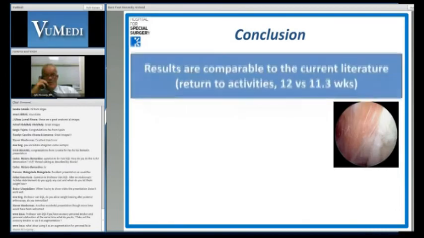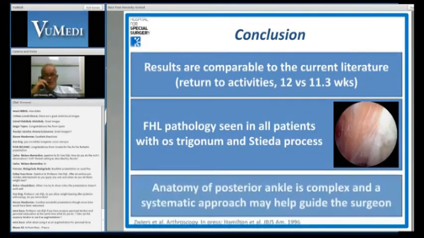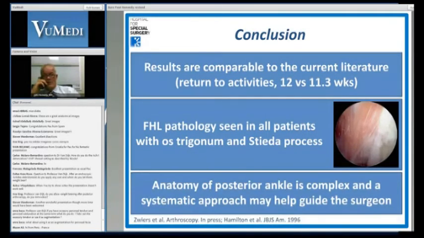So in conclusion, I think our results are comparable to the current literature. Return to activities is within 12 weeks.